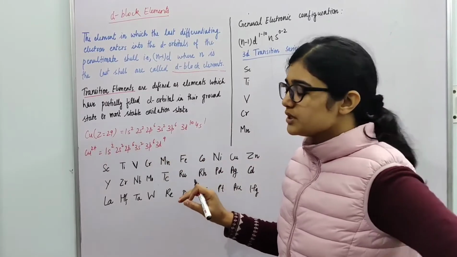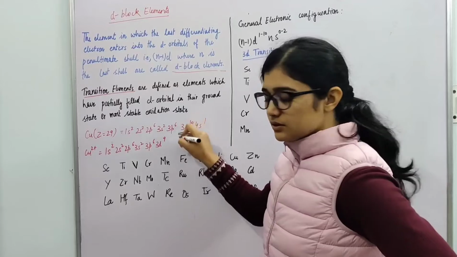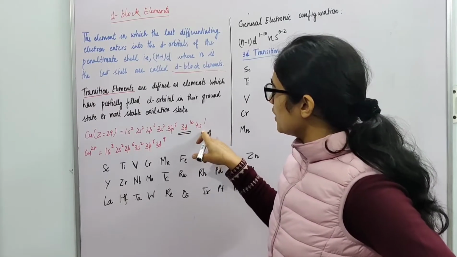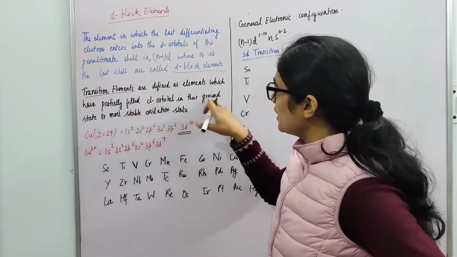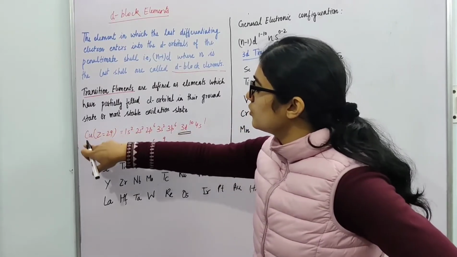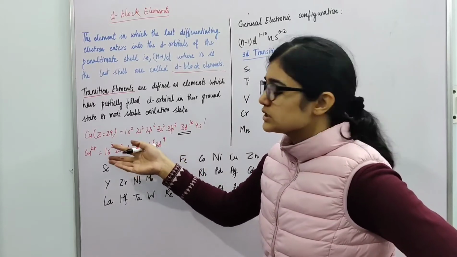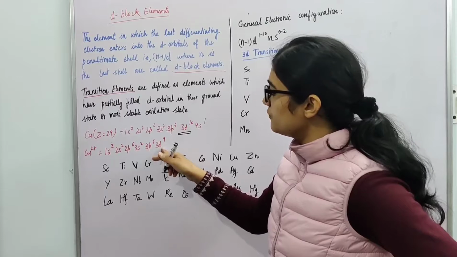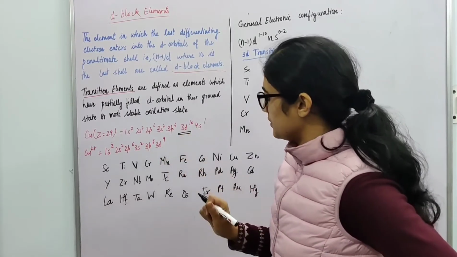If you see, copper in the ground state has a completely filled 3d shell. So if you had taken partially filled d orbital in the ground state only in the definition, then this copper could not have been a transition element. But if you take its most stable oxidation state, that is copper 2+, you will find that it has incompletely filled d orbital. That's why it is also a transition element.